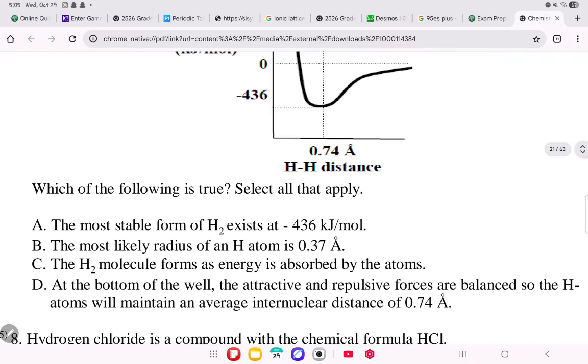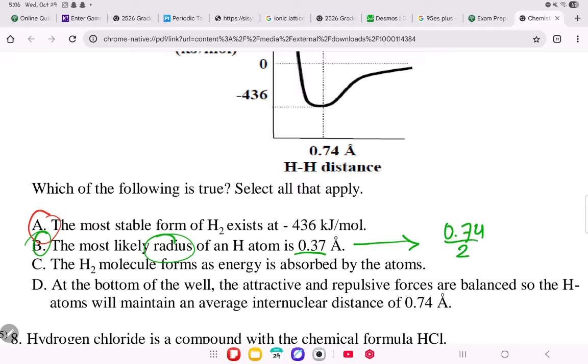So the most stable point exists at minus 436. This is true. The most likely radius of a hydrogen atom is 0.37. This is true. Why? Because they said radius, not distance or diameter. We know that radius is half of the distance or the diameter. So 0.74 divided by 2 would be 0.37. So this is also correct.